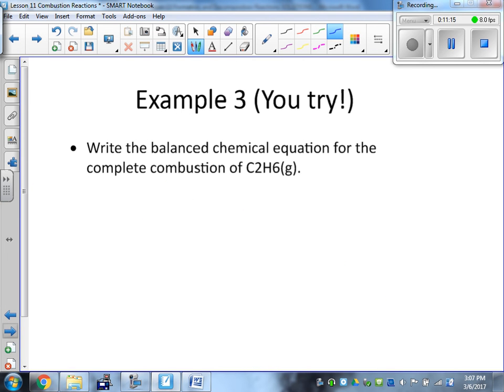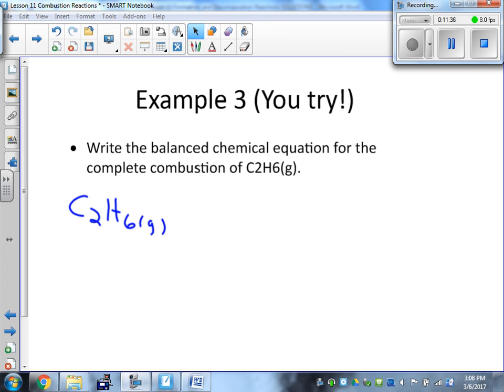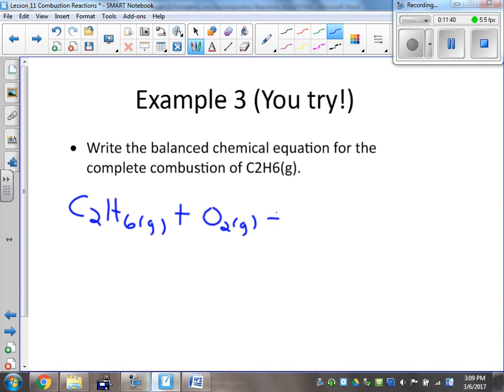All right, one more example. You guys do this one. C2H6. I'm just going to write this down. Yes. Okay, write out a chemical equation, balance it for me. Go, quickly. Plus oxygen, right? Always gives you carbon dioxide and water. Yes? You need to know that.